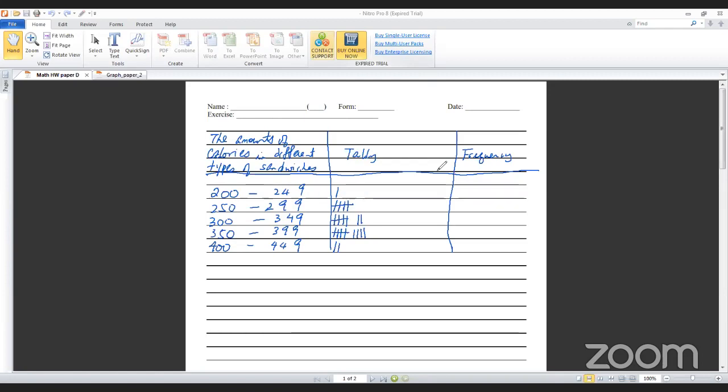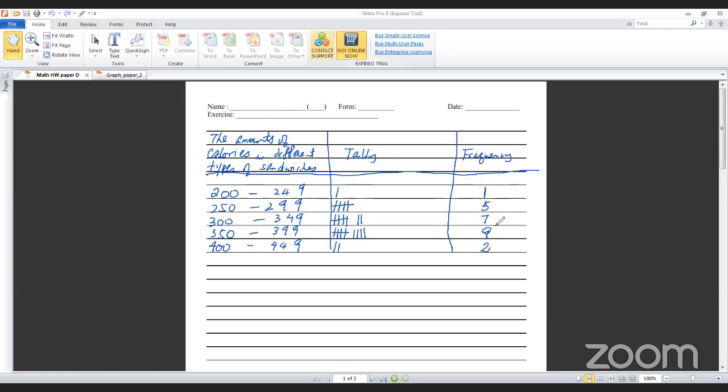And then after you have marked the data, when you mark in the tally column, and then you cross out one data, then you can make sure that you don't miss any data. And then afterwards, you write down the frequency in numbers. This one represents there is only one data in this group. And then for this one, this is 5, and then 7, 9, and then 2.